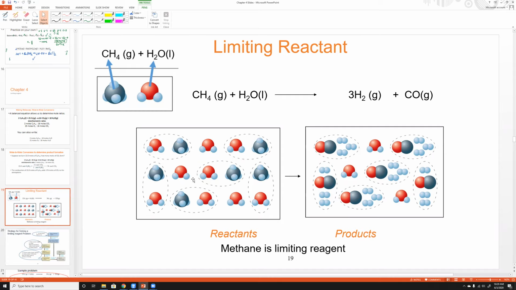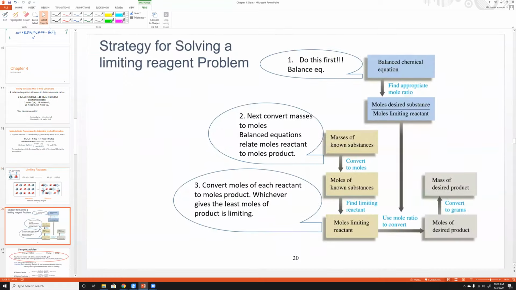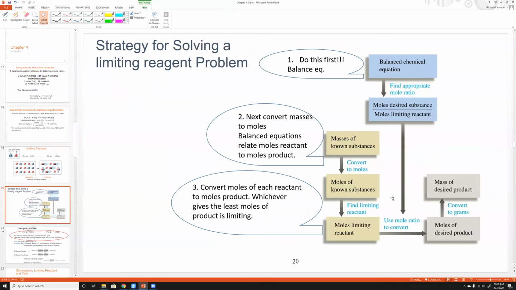The least amount of moles reacted using the molar ratios. Usually it's the one with the least amount of moles in general, but not all the time. So there's this thing. I hate these charts about how to. I feel like nobody reads these.